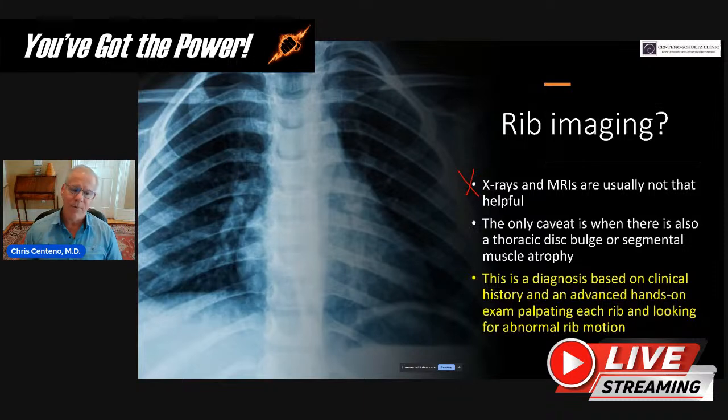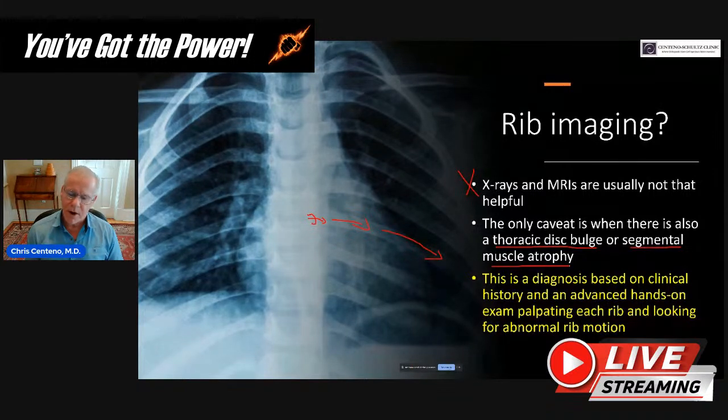And the only caveat will be when there's also a thoracic disc bulge pressing on a nerve, and that sort of causes this pain that wraps around the rib. We'll obviously see the thoracic disc bulge, but there also can be rib instability. So in that case, you'll see a disc bulge, and you'll see some segmental muscle atrophy. Now, the segmental muscle atrophy won't usually be on the MRI report, but the thoracic disc bulge may be.